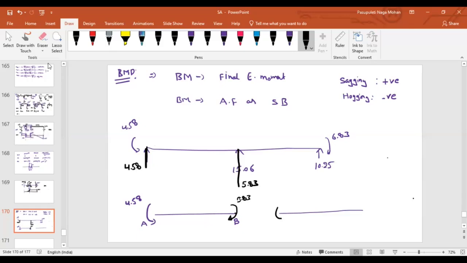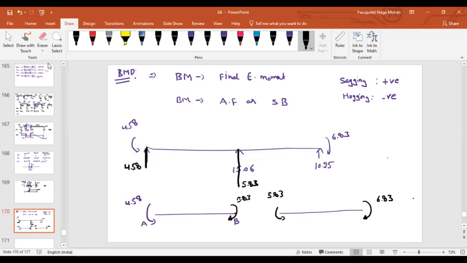At B towards C, what is the moment? Anti-clockwise 5.83. Even if you apply the same moment, you will get tension at the top. Now, similarly, look at joint C. What is the moment you will get? 6.83. Imagine there is a span BC. Apply the clockwise moment on the right side. Which moment you will get again?